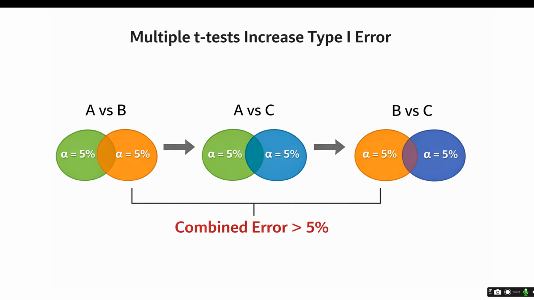If we merge all the errors, the error becomes more and more. It's more than 5%. So that's why we are increasing type 1 error here. The false positive error is increasing. So that's why we need a test where one test can compare all the variables and can reduce the type 1 error. That's why ANOVA came into the picture.